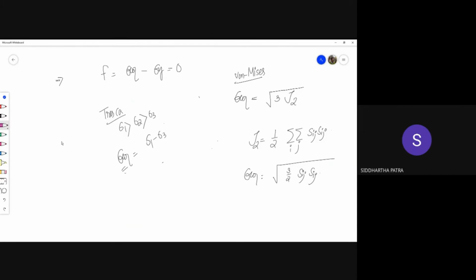Okay. So the point is that we are talking about your plastic strain increment to be normal to the yield surface. Okay. Now, what is the direction of a normal to a surface whose equation is this? Do you know how to get the normal to a given surface?